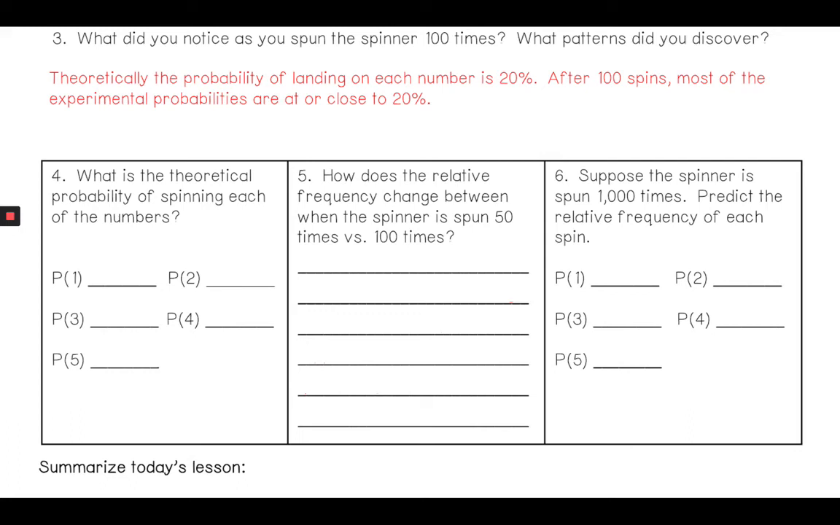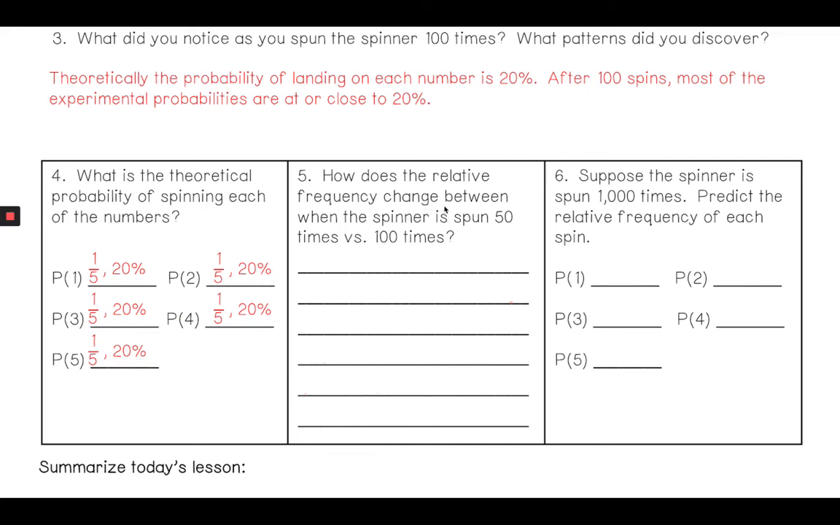Well, spinning a 1, the theoretical probability is 20%. Spinning a 2 is 20%. Spinning a 3 is 20%. Spinning a 4 is 20%. And spinning a 5 is 20%. And the reason it's 20% is because you have a 1 out of 5 chance. There are 5 numbers, and one of them is a 1. There are 5 numbers, one of them is a 2. There are 5 numbers, one of them is a 3, and so forth. And 1 divided by 5 is 20%.